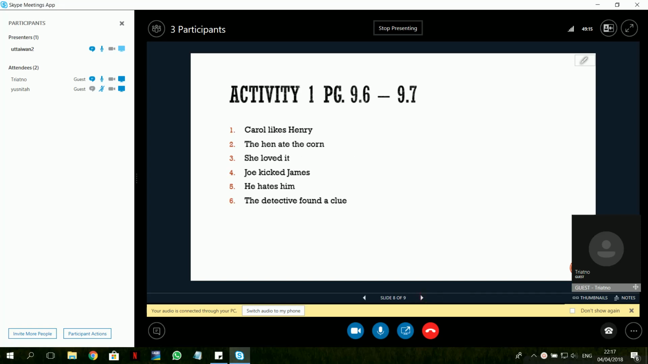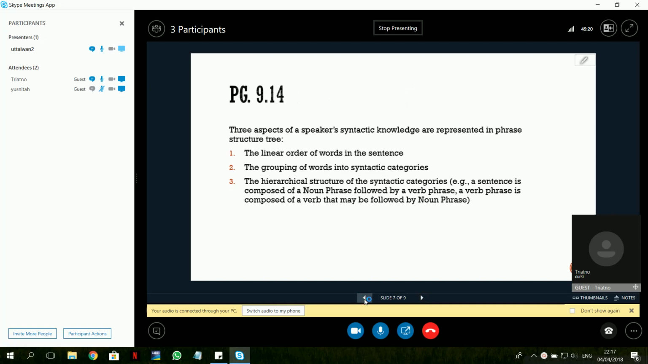So next one, we still go to page 9.3, the phrase structure trees. The following tree diagram provides a label for each of the constituents of the sentence. So see, the tree diagram provides labels. So we are labeling every constituent.